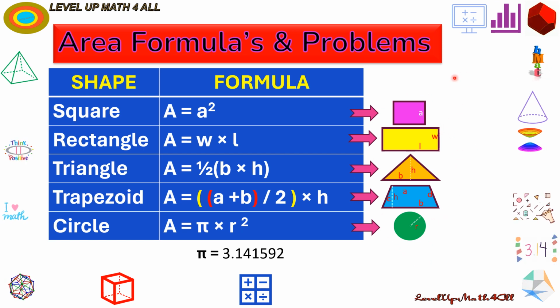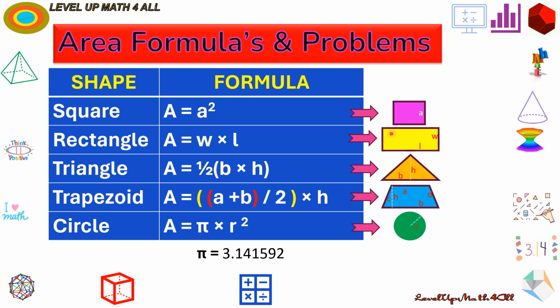First of all, we would like to learn what we mean by area. Area is the space bounded between some sides. It should be closed sides. If you look at this square, it has four different sides, and these sides are connected, and the space within these four sides is covered. We call it area.